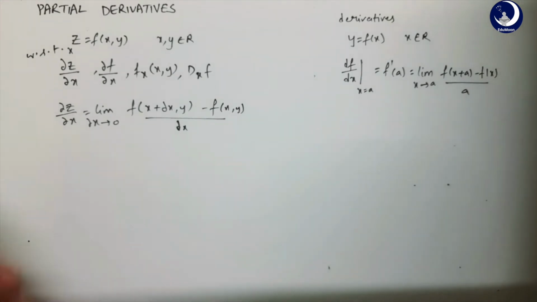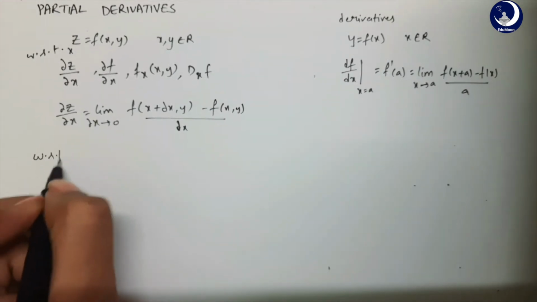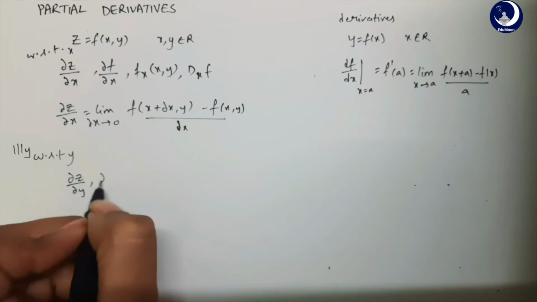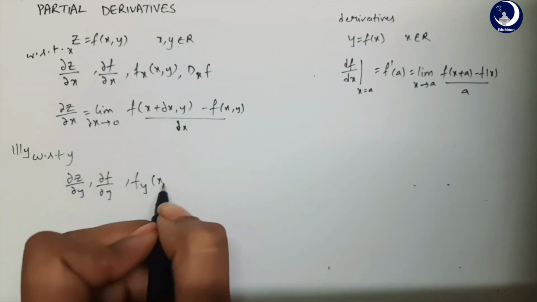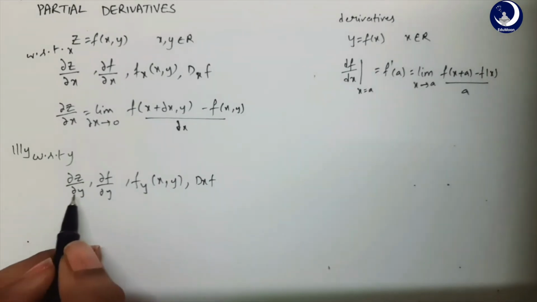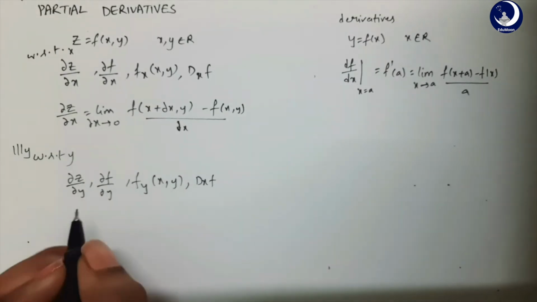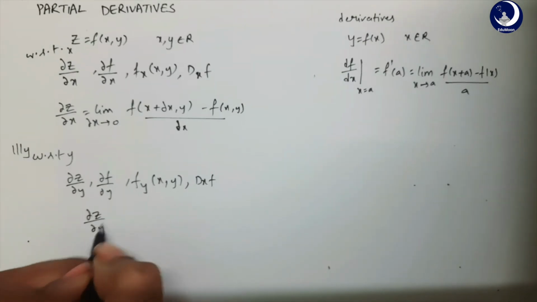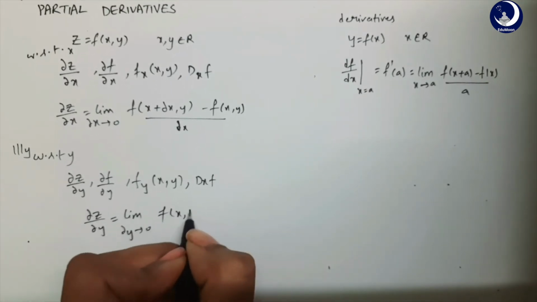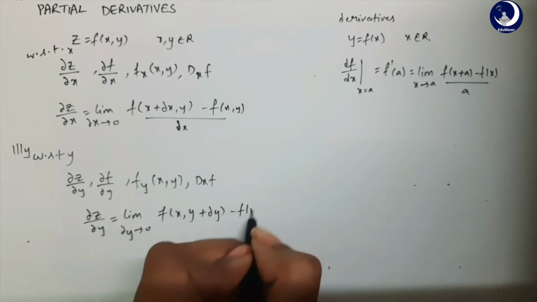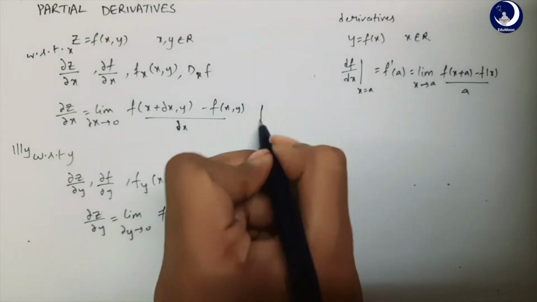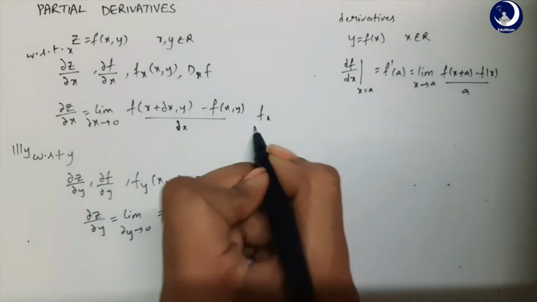Now we've differentiated it here with respect to x. We can also similarly differentiate it with respect to y. And then we'd get dou z by dou y, dou f by dou y, f subscript y. So dou z by dou y, similarly, we get limit dou y tends to 0, f of x comma y plus dou y minus f of x comma y by dou y. Now these are called first order partial derivatives. This can be written as f of x and this can be written as f of y.